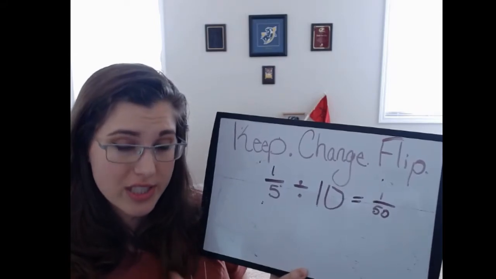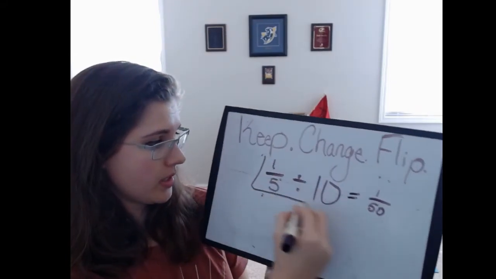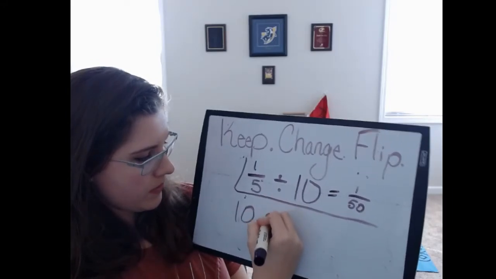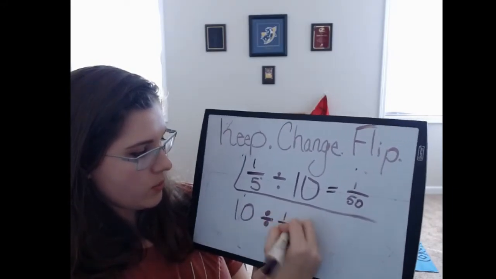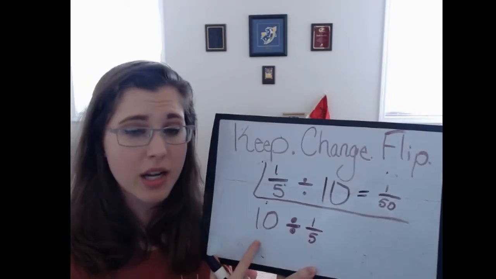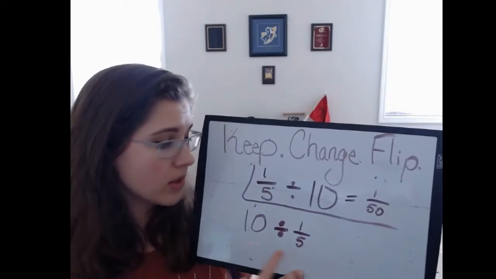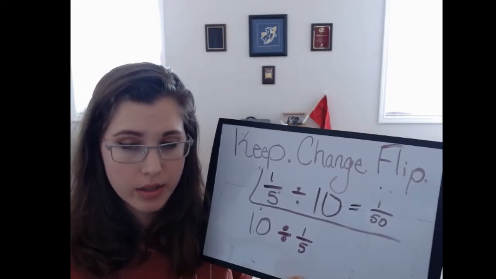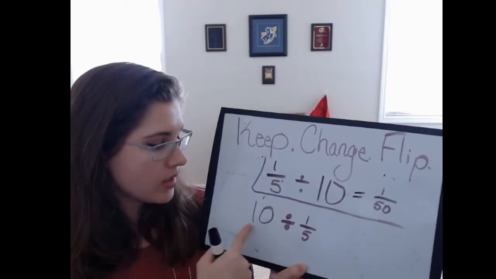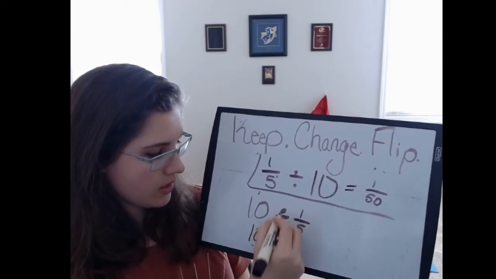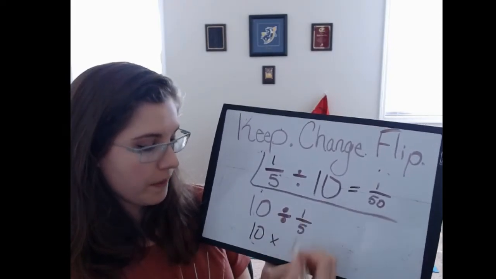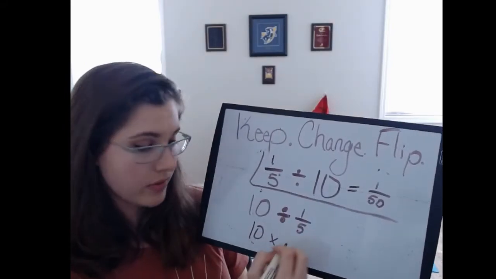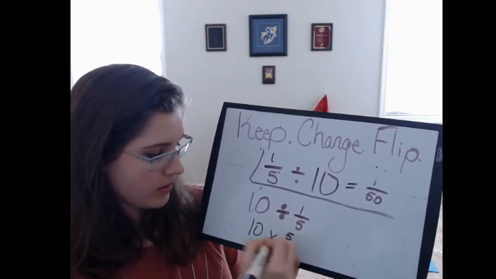If I were to do a completely different problem, 10 divided by 1/5, I'm not going to flip my 10 this time. I only flip the second fraction, or second number, whatever is there. Whole number, mixed number, whatever. So this time, I'd keep the 10, change my division, flip my 1/5. So if you flip 1/5, it becomes 5 over 1.